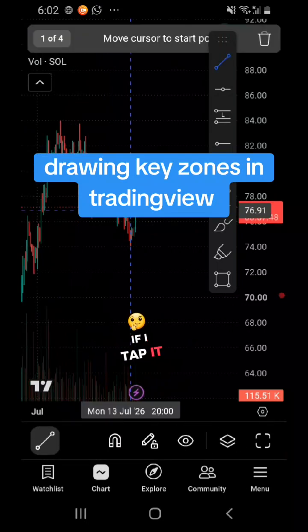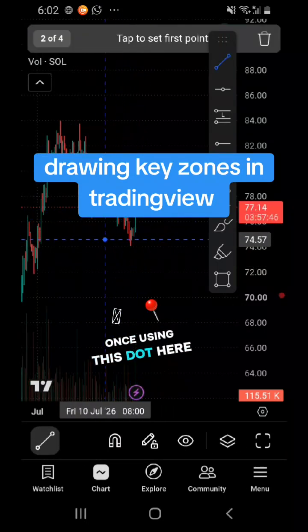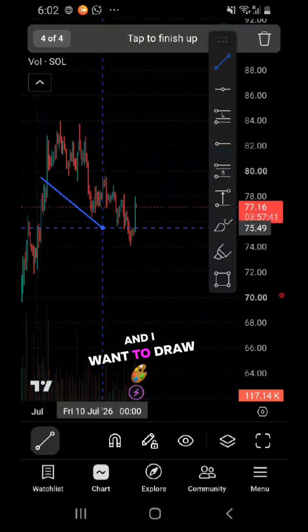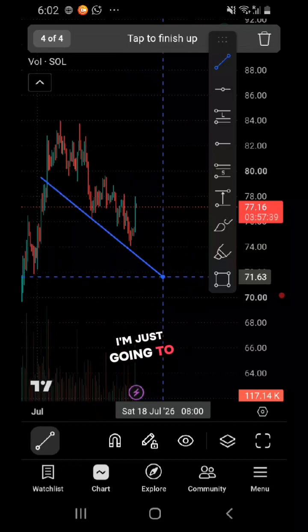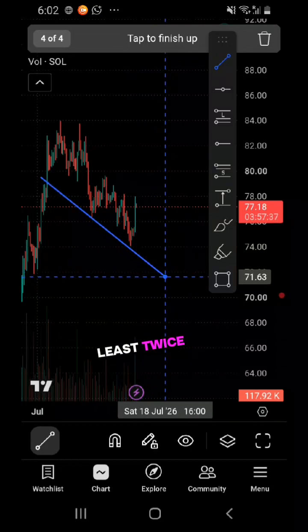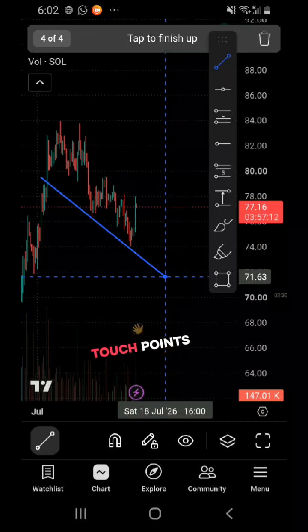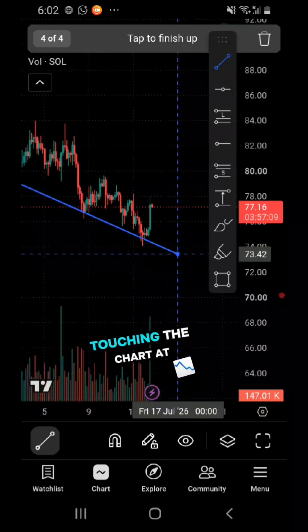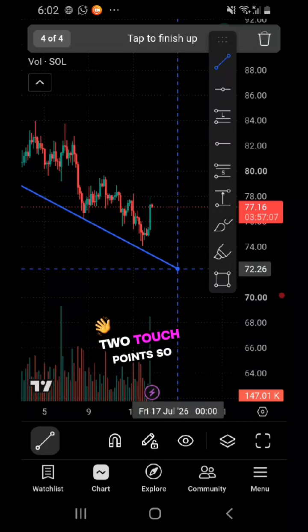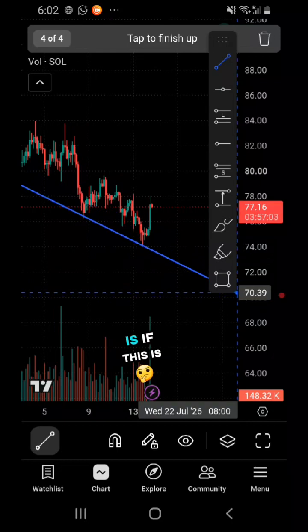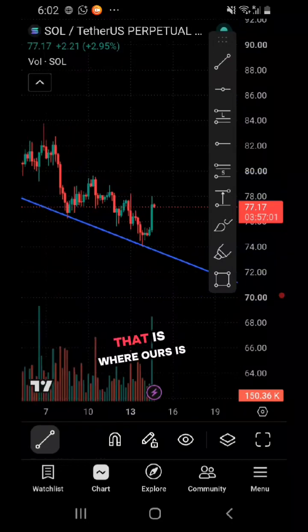If I tap it once using this dot here, I'm going to put it anywhere I want, and I want to draw it down. I'm just going to make sure it touches at least twice. When drawing your trend line, make sure it has 2 touch points. Make sure it is touching the chart at 2 touch points. So that is where ours is. If this is a downtrend, that is where ours is.